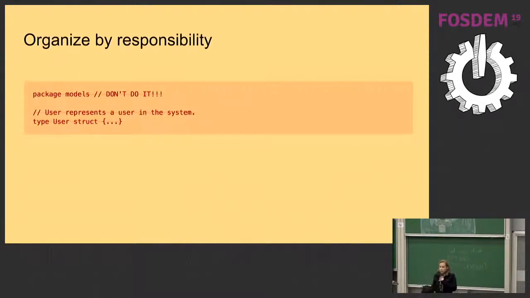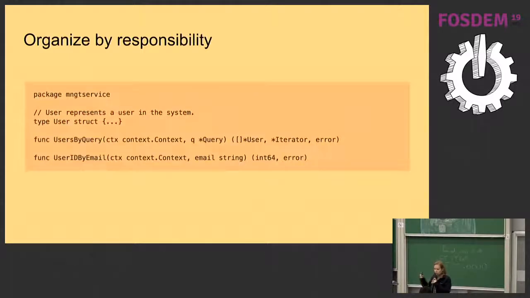The other thing is organize by responsibility. I came from C and later Java, and because of the Java background, I had this habit of creating, for example, a models package. I would put all my entities there. In Go, we don't do this. We instead put everything by responsibility in their respective packages. For example, if you have a user service or management package, put the user entity there, because this is where you will also put functionality to return users and that type of stuff.